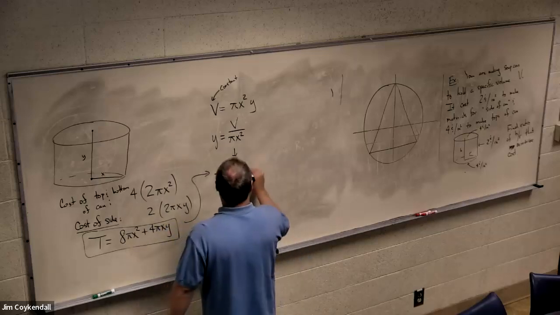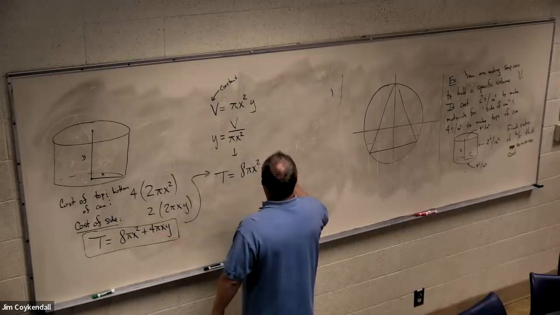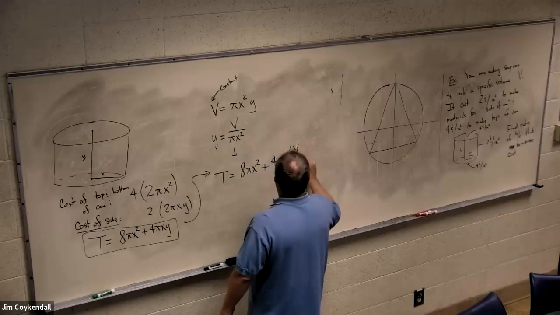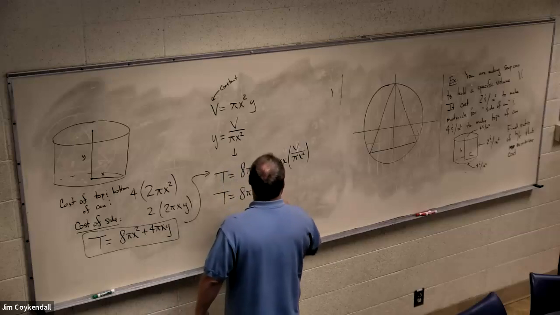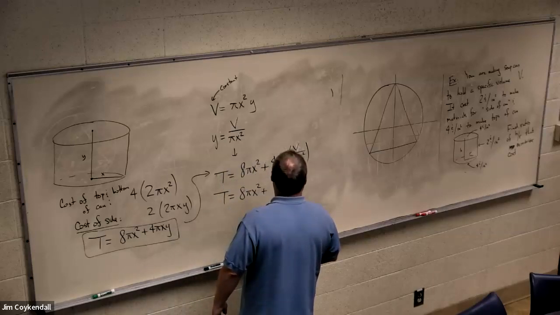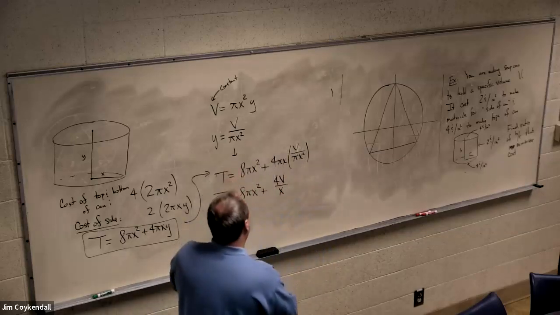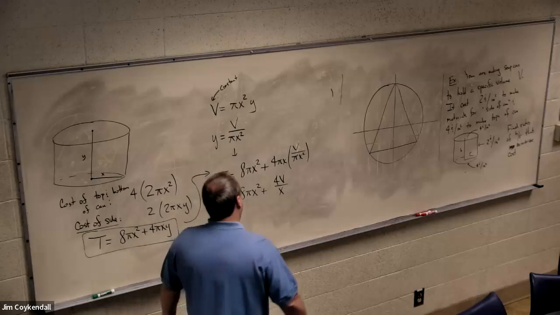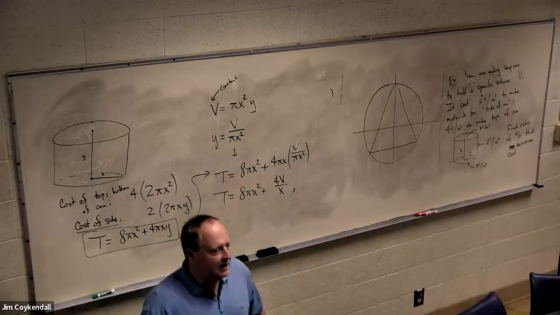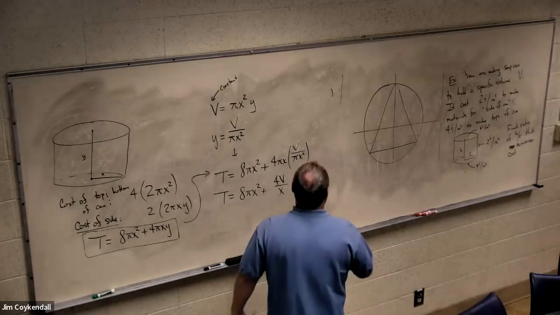8 pi x squared plus 4 pi x times y, so T is 8 pi x squared plus 4b over x. So now I've got my function. What should I be thinking about now? Good, good. I need my playground.